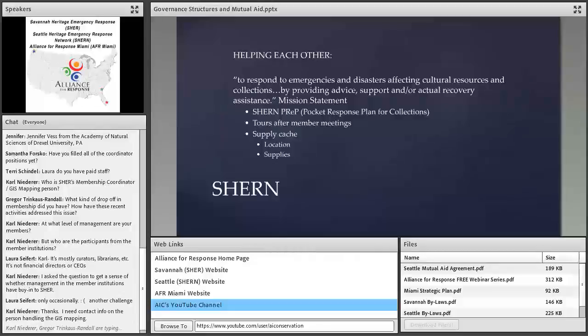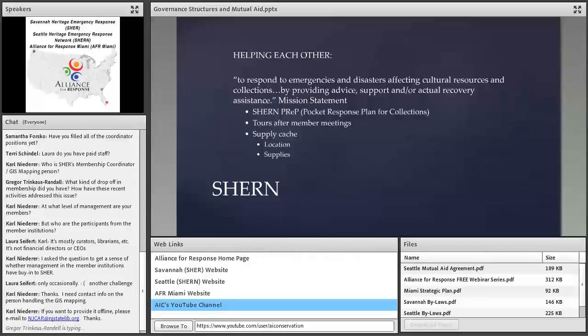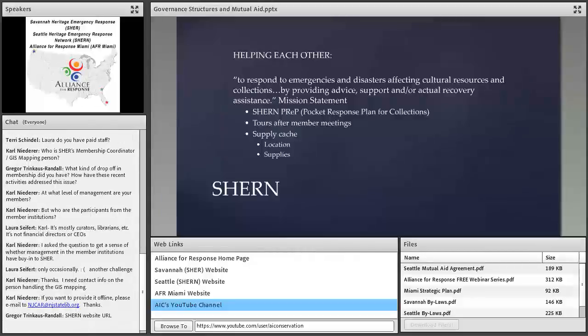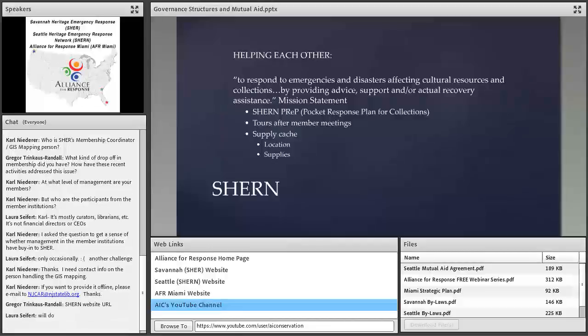And then helping each other. All SHRN members have institutional disaster plans for their collections, but they've agreed to help each other, as it says in the slide, to respond to emergencies and disasters affecting cultural resources and collections by providing advice, support, and/or actual recovery assistance. And that too is from the mission statement.